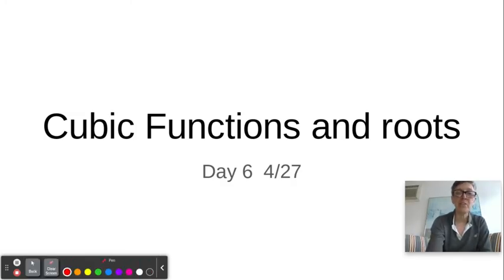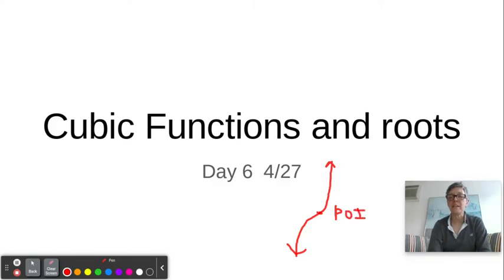So what we talked about yesterday was the parent function of the cubic function, and it looked something like this. It had this point of inflection, or what we like to call the POI, where there was a little twist. And it translated exactly the same way as all the other functions we learned. But the parent function of this cubic function was very simplistic. It looked like this: y equals x cubed.